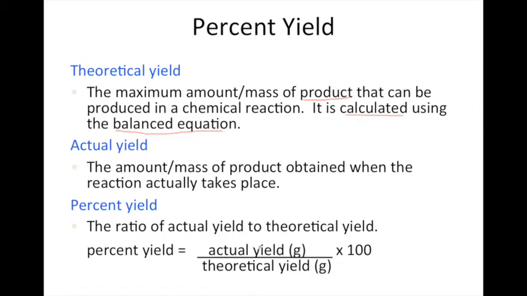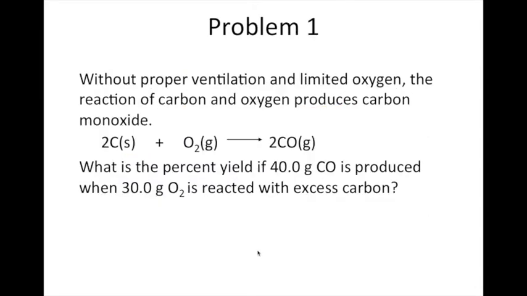If you have a very high percent yield, that means your actual yield was very close to the maximum mass that you could theoretically produce. And a low percent yield means that your experiment did not produce as much product as you could have theoretically. So given that, let's see if you can solve a problem involving percent yield.